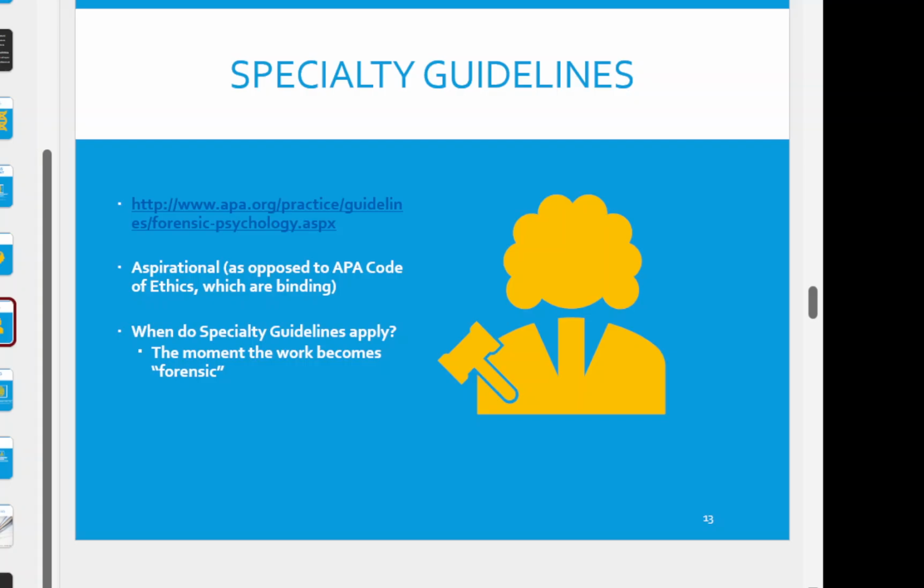Forensic settings often involve different standards for confidentiality compared to the clinical setting. We discussed this earlier, so these guidelines help to clarify for psychologists how to handle this confidentiality and inform individuals about all of the various limitations that are put upon it by the legal context.